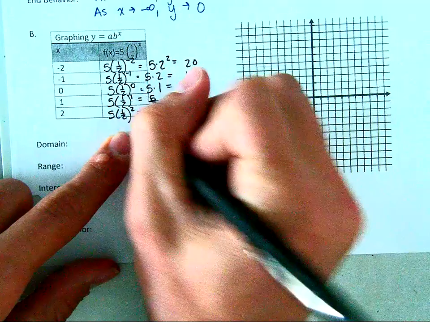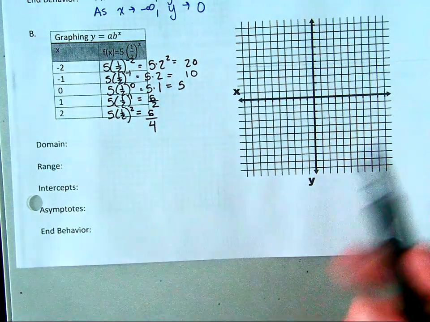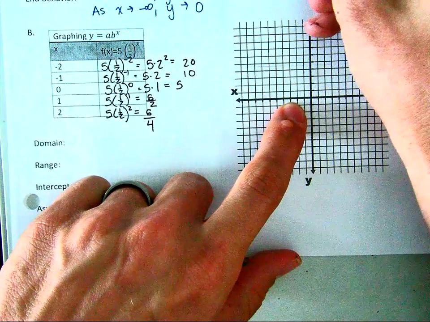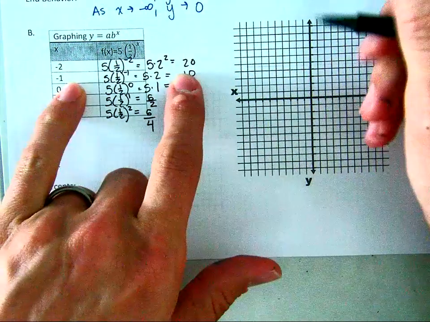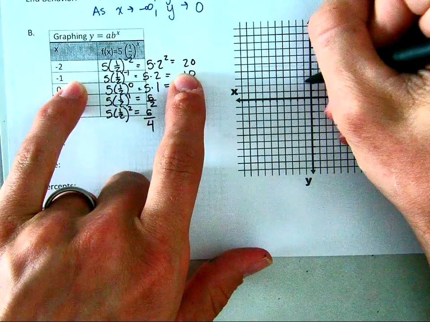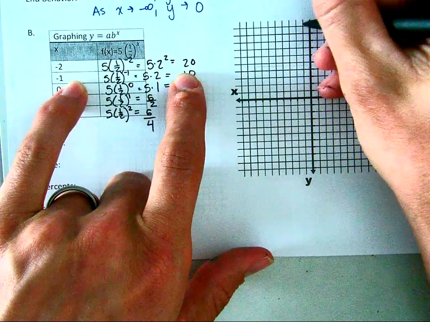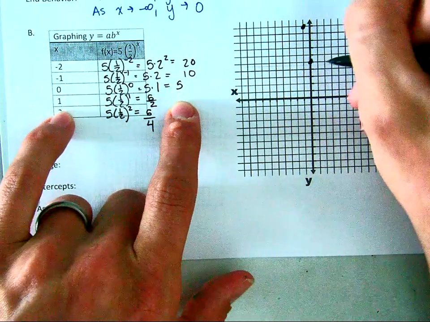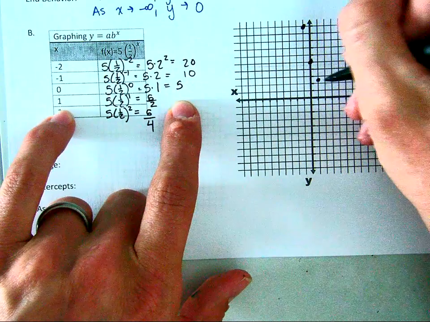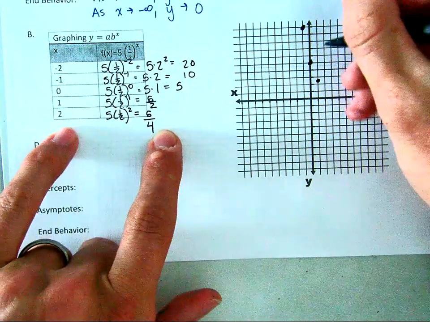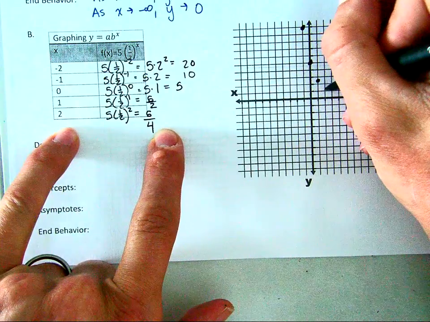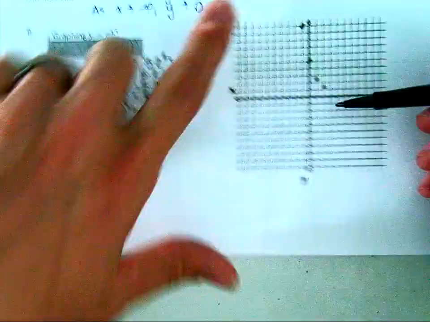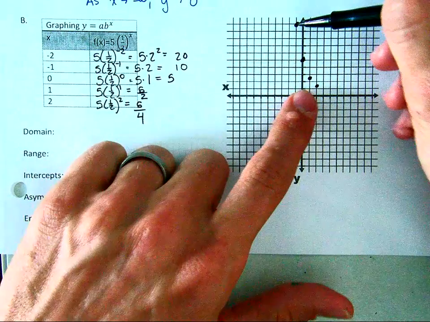Okay. So this time, when x is negative 2, we're at 20, which is way off the charts up here. At negative 1, we're at 10. At 0, we're at 5. At 1, we're at 5/2, which is 2.5. And at 2, we're at 5/4, which is 1.25. Okay. So we can see that this graph is decreasing. And it's decreasing by half each time.